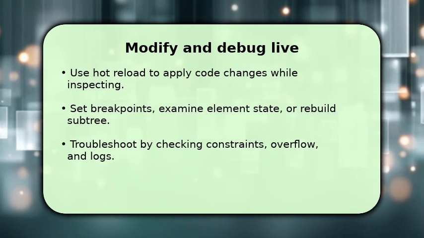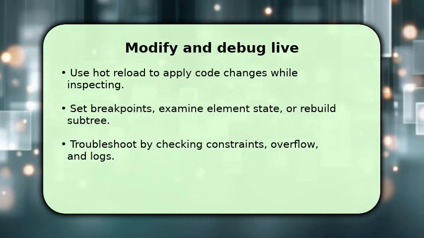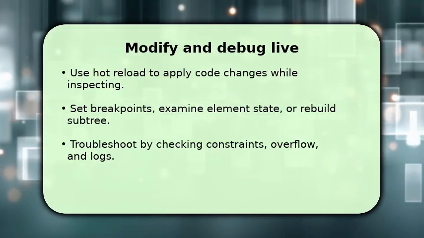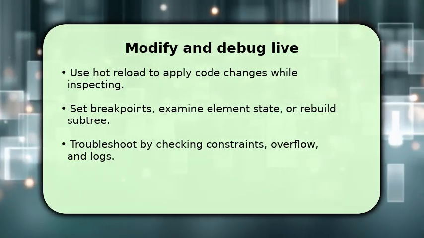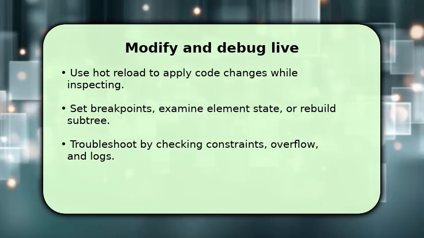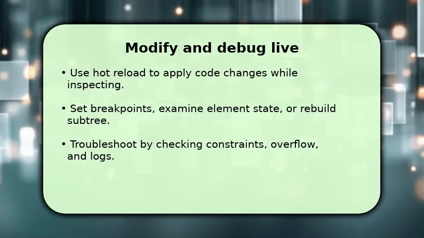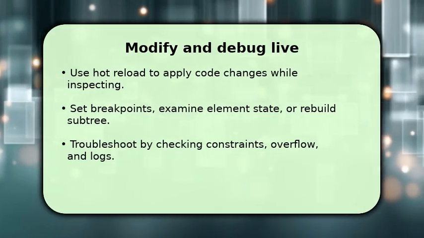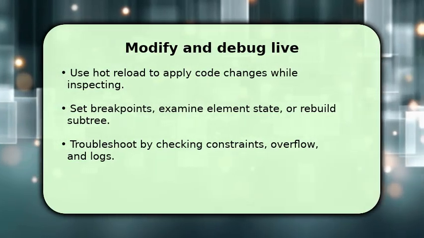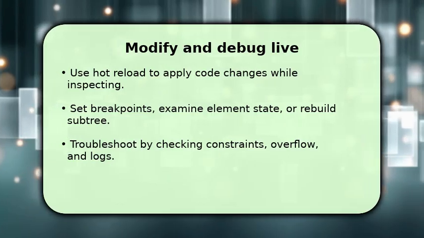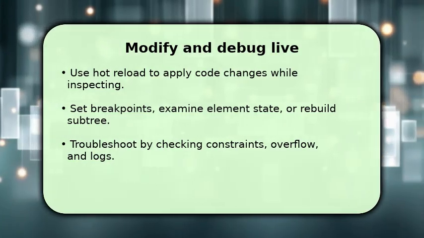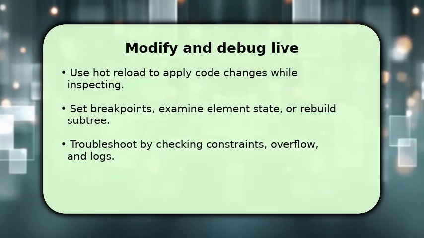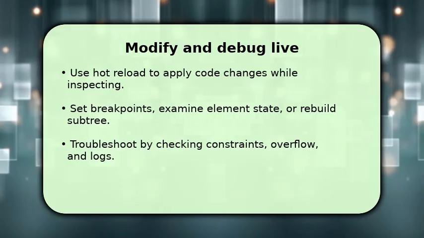You now make targeted changes, edit code and hit hot reload to see updates immediately, or right-click a widget to rebuild just that subtree. If state seems wrong, inspect the element state object and set breakpoints in the IDE to step through lifecycle callbacks. When something fails, check layout constraints, overflows, and the debug console for exceptions. If the inspector stops updating, reconnect the device and restart DevTools. Often a quick reconnect resolves stale or missing inspection data.